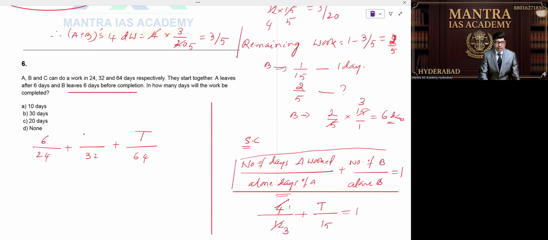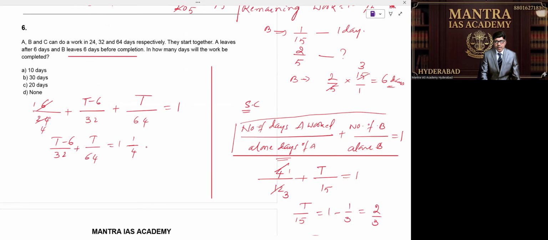So I will write here T minus 6, and the equation is equal to 1. The 6 by 24 is 1 by 4, so it goes to the right side: (T minus 6) by 32 plus T by 64 is equal to 1 minus 1 by 4, which is 3 by 4. The LCM is 64, since 32 is a factor, so take 64 as it is. 32 twos are 64, so 2 into (T minus 6) plus T is equal to 3 by 4 of 64.